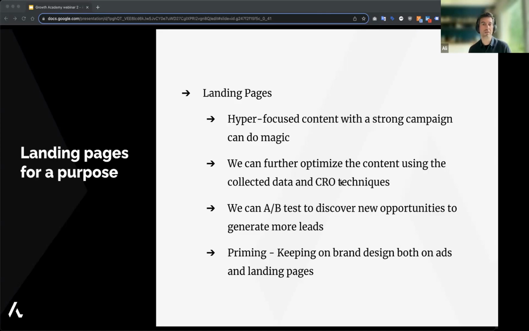Then priming is another thing. Of course, advertising helps us. We can keep on our brand design using ads and landing pages and spread the word even stronger.